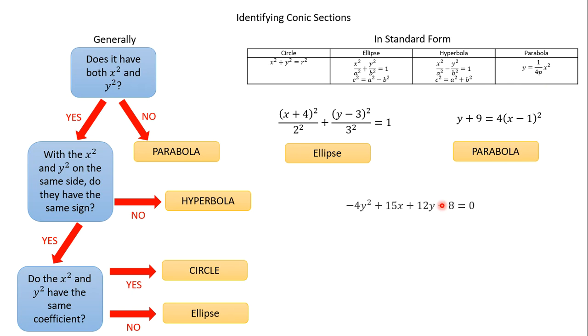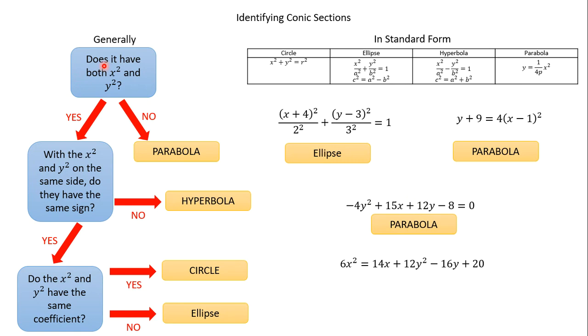All right, now how about if it's not in standard form? We get something like this. This is where the flowchart really comes in handy. So, do we have both x squared and y squared? Well, here's a y squared. There's an x, but no x squared. So, that's another parabola.